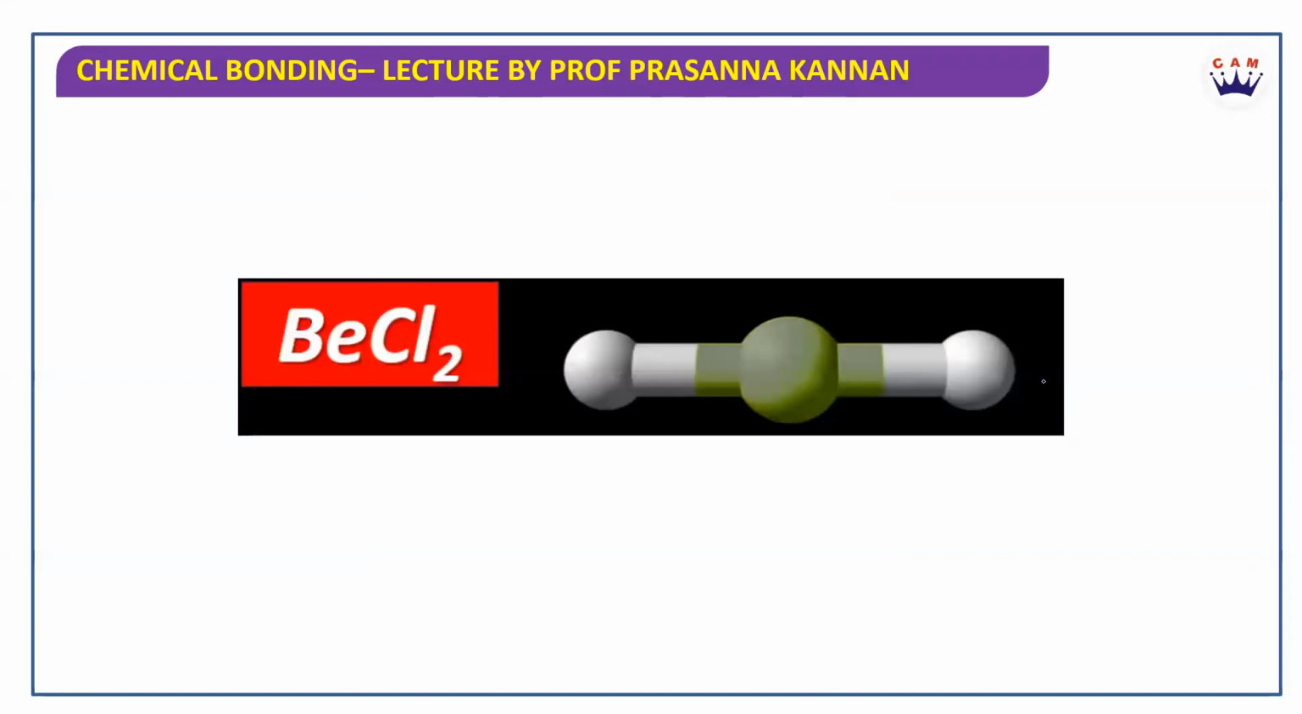Fine, guys. Now let's look at this first. What is this? BeCl2, beryllium dichloride. What is the structure? It's a linear molecule. What's the angle between the bonds? 180 degrees. There are two bonds, so maximum repulsion, 180 degrees apart. Clear?